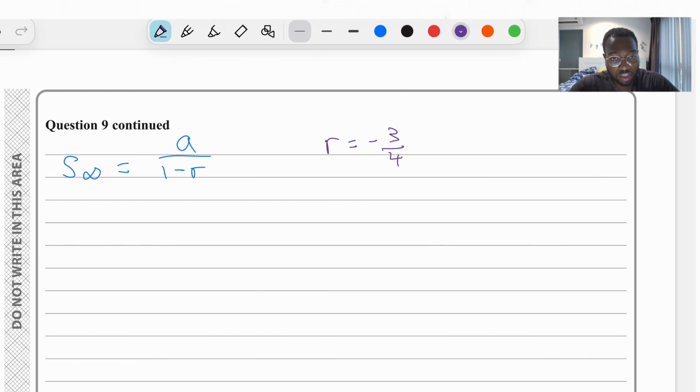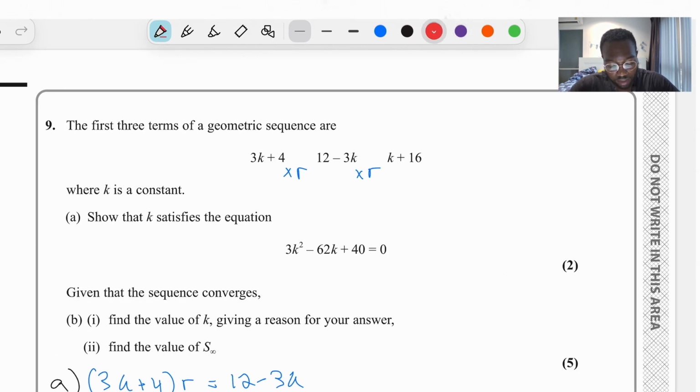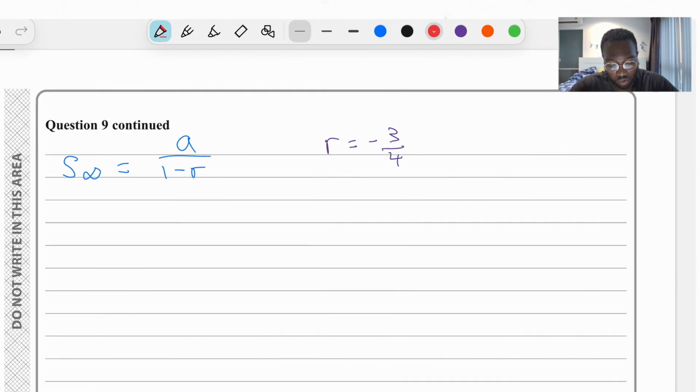And we look at our first term now of the sequence. Well, in this question, we know that this 3k plus 4, that would be the first term. So we need to do 3k plus 4. If we do 3 times 20 plus 4, that is 64. So we know that a is equal to 64. So we worked out a is 64. We know r is minus 3/4.